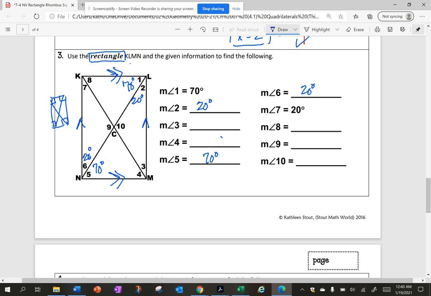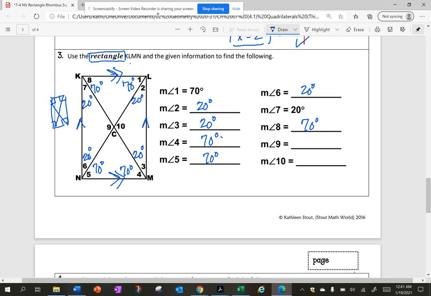So I know that all four angles are the same. So if this angle is 70 degrees, this is going to be 70 and 20. I can tell by looking which is the larger and the smaller. So alternate interior angles, so 70 and 20. So angle 3 is 20 degrees, angle 4 is 70 degrees. Angle 7 is 20 degrees. Angle 8 is 70 degrees.